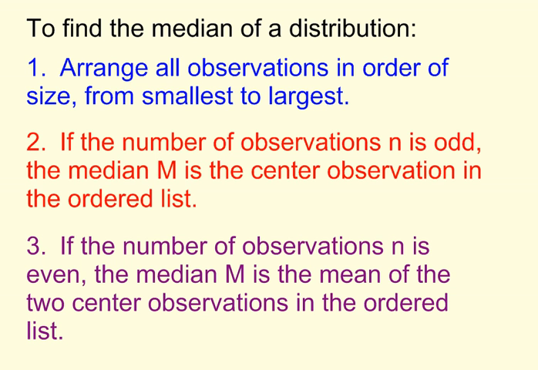Number three, if the number of observations n is even, the median M is the mean of the two center observations in the ordered list. So you will need to average the two center observations to find the median.